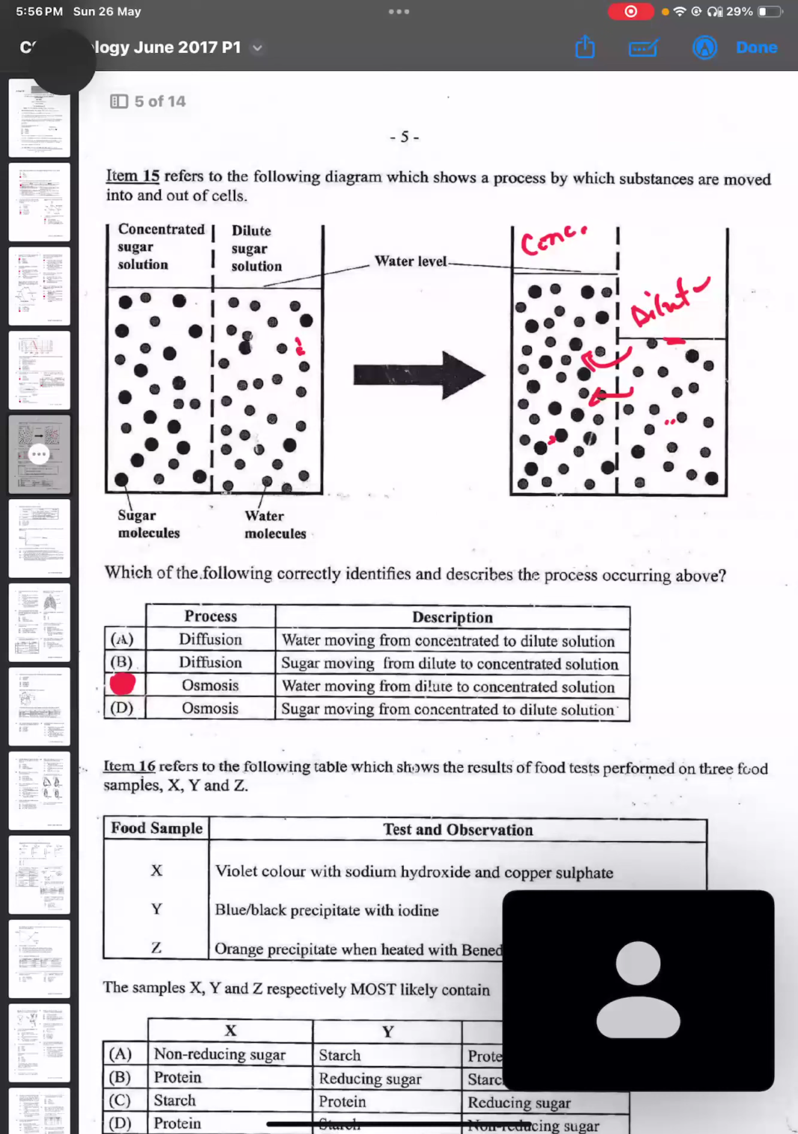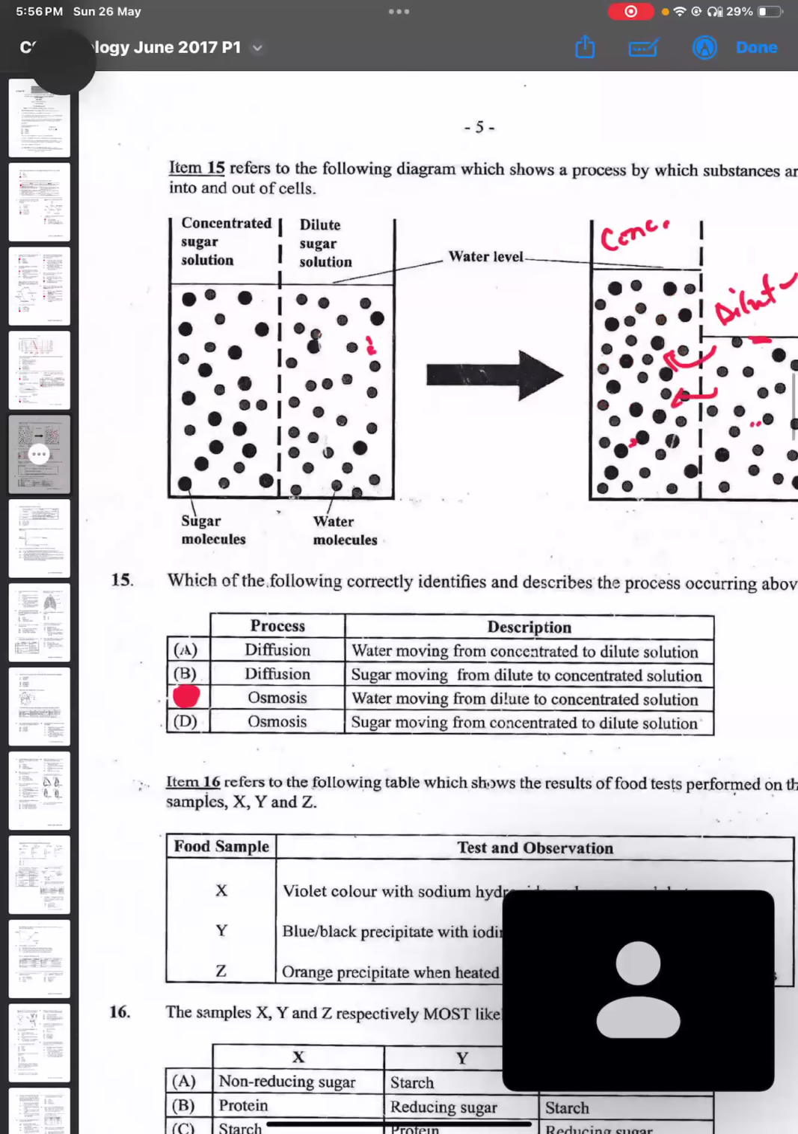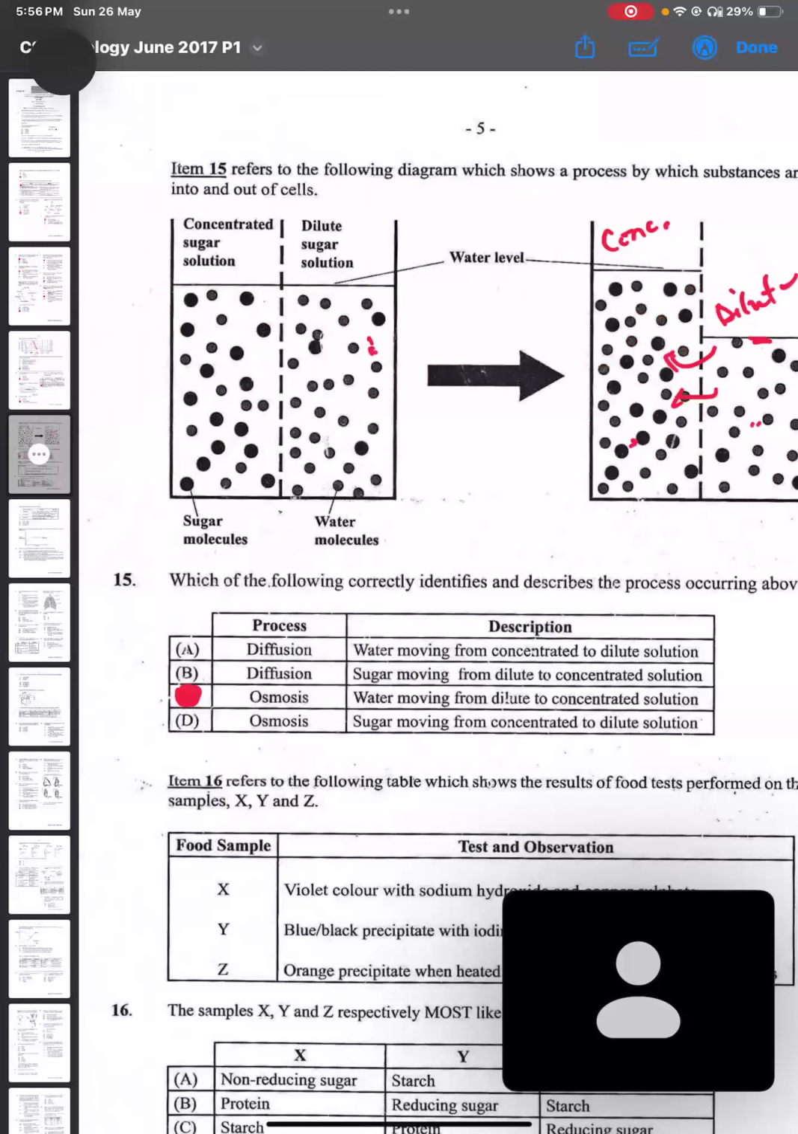So look at the question carefully, and it is telling you what is what. You know that the water in the concentrated one has increased. When you look at the level, you see that it is higher than what it was before. And the dilute one has decreased. So obviously, water is moving from the dilute into the concentrated. That's the only way that this could have gone down. So C is your answer.